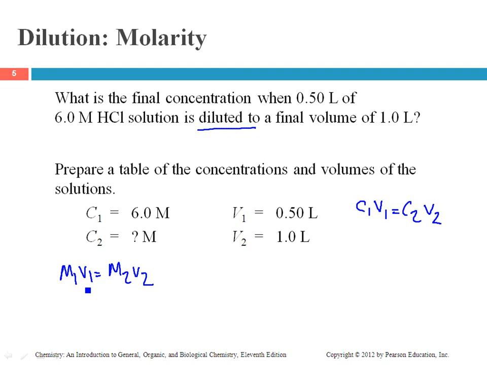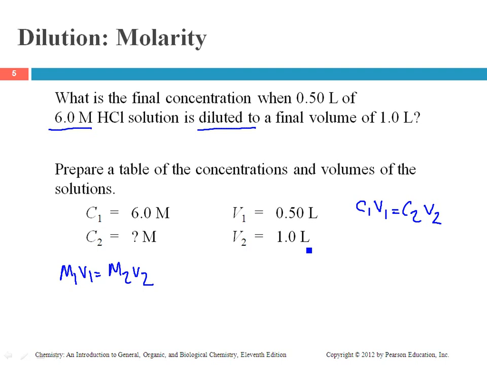If we set up a table here, our concentration to begin with is 6.0. That's given to us. We're asked for the final concentration, so that's C2, what we're trying to solve for. Our volume to begin with is 0.50, and by diluting a solution you add more, so our final volume is 1.0. Basically, it's been doubled.